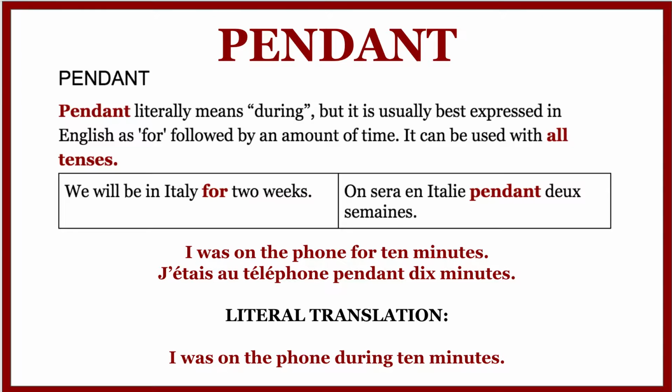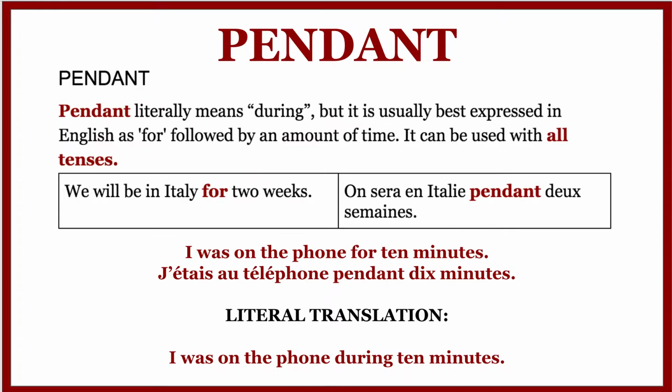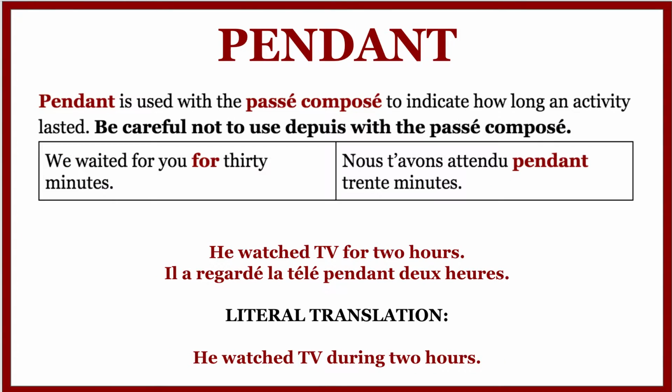All right, now I'm going to show you right away another thing about pendant. It's used with the passé composé to indicate how long something lasted. Now, I told you right here, I said that you can use pendant with all tenses. Use it with the passé composé to indicate how long something lasted. And the reason I'm pointing this out is because I want you to be really careful not to use depuis with the passé composé.